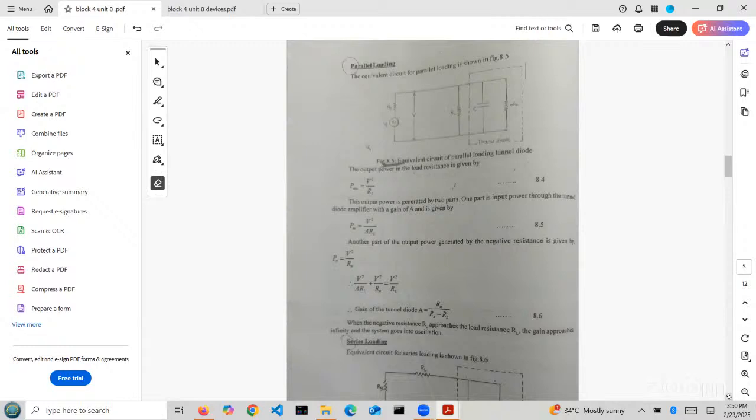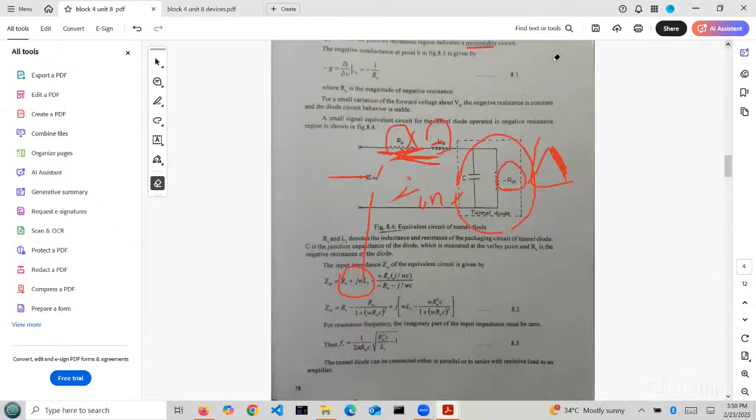Also, this topic comes under which one? Tunnel diode as a microwave amplifier application. First we have to draw the general diagram. Next comes parallel loading, then series loading. In parallel loading, what is the difference between the general diagram and the parallel loading diagram? In the general diagram, we took the source as RS and LS.